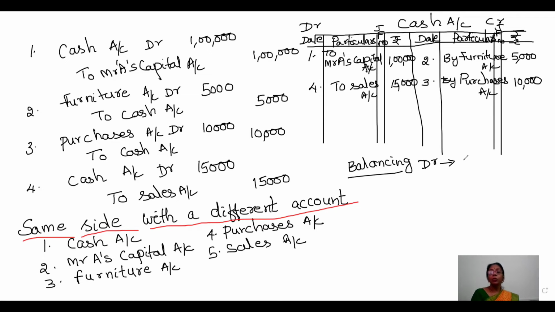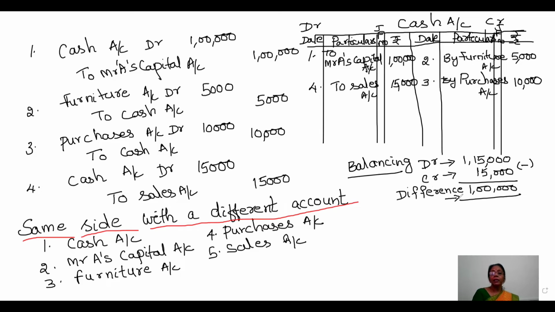On the debit side, you have two amounts being given, 1 lakh and 15,000. When you total it up, you get 1 lakh 15,000 over here. And on the credit side, there are again two amounts, 5,000 and 10,000. So put together, it is 15,000. The first step is to take the totals on the debit and the credit side. The next step is to find out the difference between the debit total and the credit total.